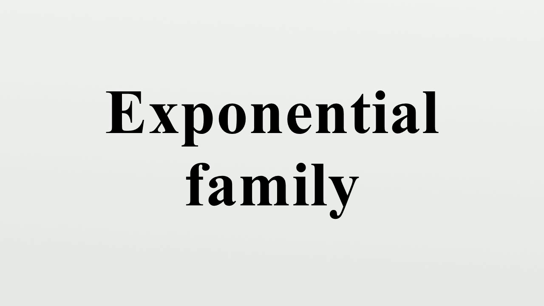Binomial distribution as an example of a discrete exponential family. Consider the binomial distribution with known number of trials n. The probability mass function for this distribution is... This can equivalently be written as... which shows that the binomial distribution is an exponential family, whose natural parameter is this function of p, known as logit.